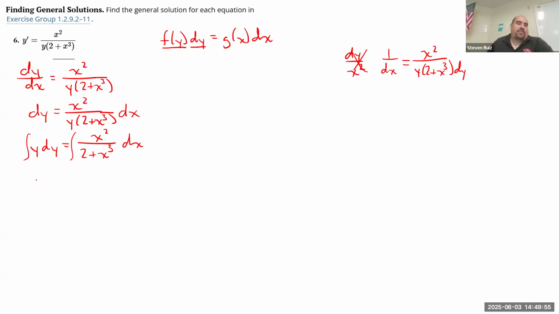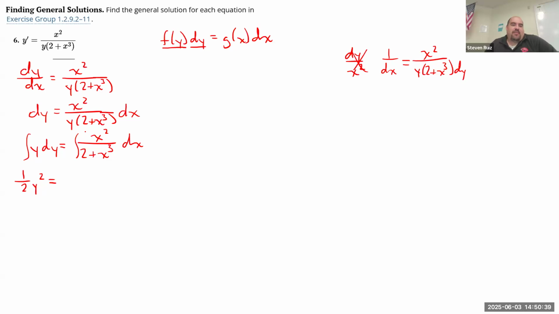So when we integrate, what do we get? We get 1/2 y squared equals, what does this thing become? Rule of thumb I always like to follow when I have a fraction like this is compare two things. Look at the function in the denominator, 2 plus x cubed, and think about what its derivative is. In this case, that's 3x squared. Do you have that derivative in your numerator? Kind of. You don't have exactly 3x squared, but what you do have is a multiple of it.